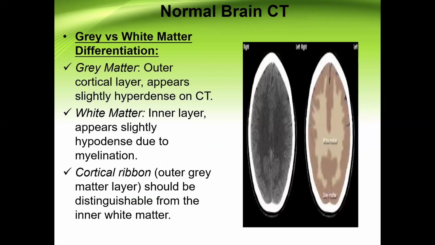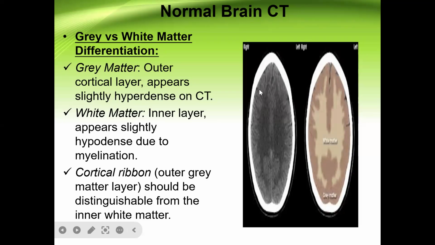Okay, so we need to be able to differentiate between the gray and the white matter. You remember the gray matter has the cell bodies, while the white matter has the myelinated sheaths, okay? And this gives them their characteristic images on brain CT. The gray matter, you can see from the left image, is usually the outer cortical layer and is slightly hyperdense. Okay, so it's hyperdense, while the white matter, which is the inner layer, is slightly hypodense. So this is what you see on CT.